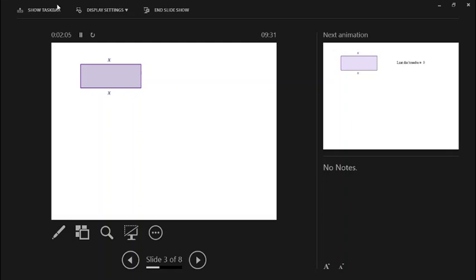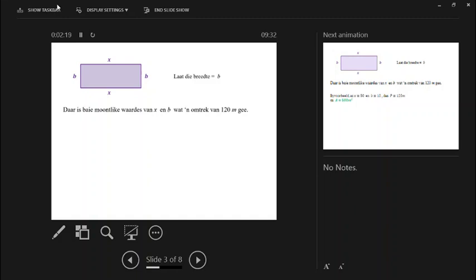They give us that the length is x. Okay. And then I'm going to say, kom ons maak die breedte gelyk aan b. You can make that y as well, but you guys are with me still. So, daar's baie verskillende waardes waarvoor x en b 'n omtrek van 120 kan gee, but the formula will look like that. So, if you have x is equal to 50 and b is equal to 10, do you guys agree the perimeter will be 120? Because it's 50 plus 10 plus 50 plus 10. Right? So it's 120 for the omtrek. And then the area will be 500 square meters.